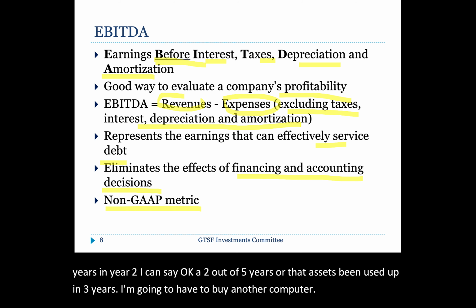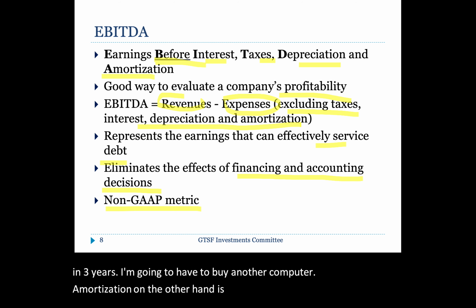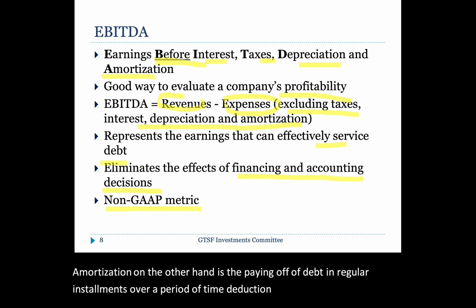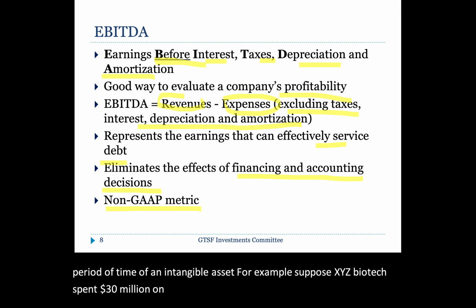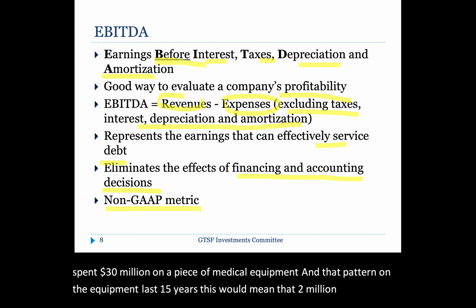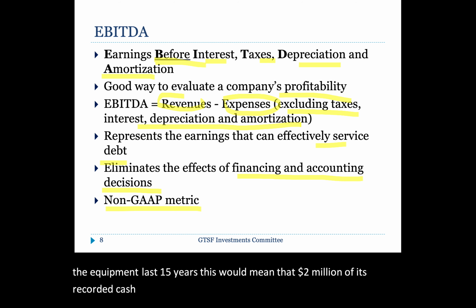Amortization, on the other hand, is the paying off of debt in regular installments over a period of time. A deduction of capital expense over a period of time of an intangible asset. For example, suppose XYZ Biotech spends $30 million on a piece of medical equipment and that patent on the equipment lasts 15 years. This would mean that $2 million of its recorded cash each year is recorded as an amortization expense. Service debt basically means to pay the debt off that you owe.